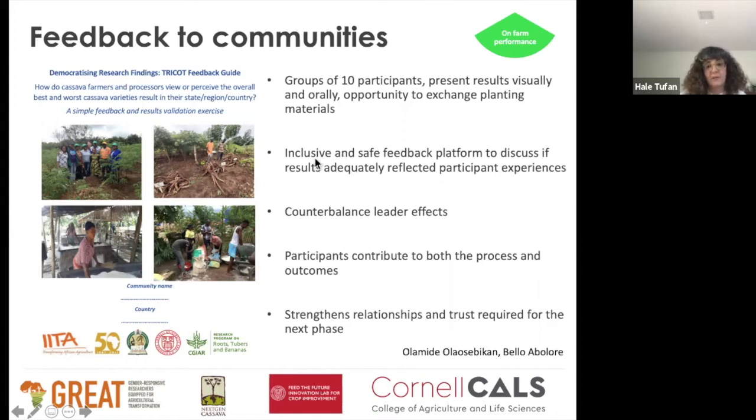So we have about 10 participants, and the results will be presented both visually and orally. And the participants, of course, are given an opportunity to exchange planting materials and experiences through these events.